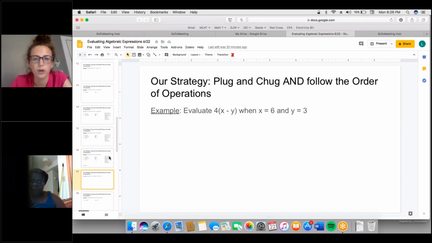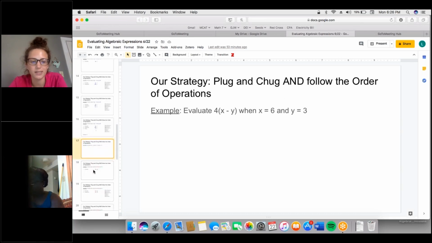We're going to look at one more example here. We're going to do the same thing, but there's two variables. So this is evaluate 4 parentheses x minus y when x is 6 and y is 3. Evaluate is just another word for solve, so that's telling me to do the same thing. I start with what I'm given, so I'll just write that down. I'm given 4 times x minus y in parentheses.